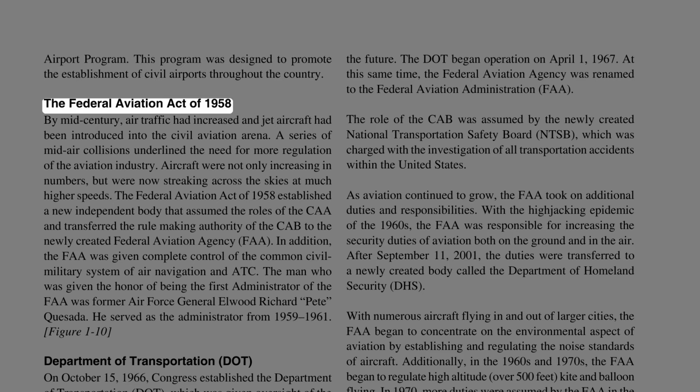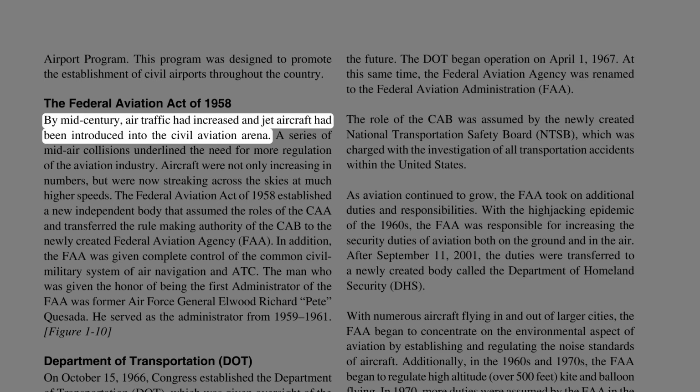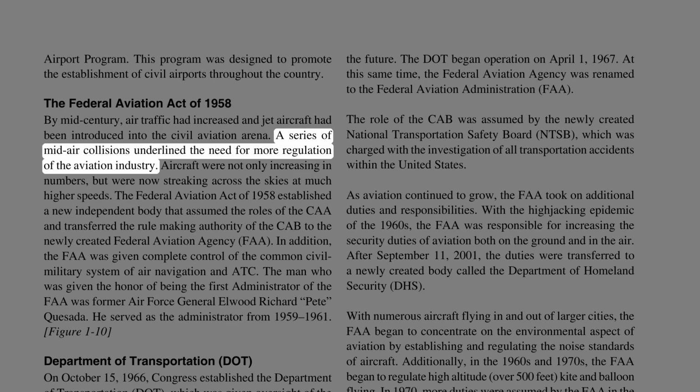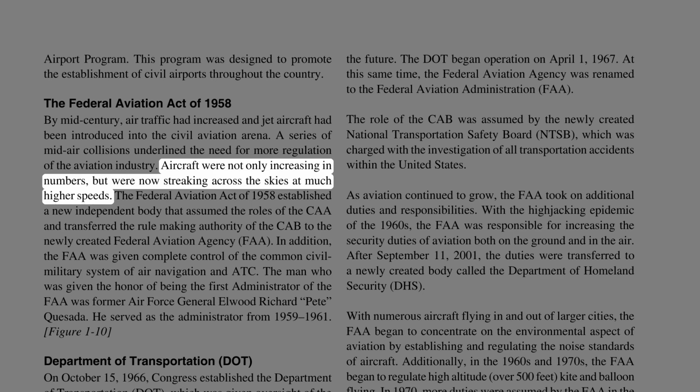The Federal Aviation Act of 1958. By mid-century, air traffic had increased and jet aircraft had been introduced into the civil aviation arena. A series of mid-air collisions underlined the need for more regulation of the aviation industry. Aircraft were not only increasing in numbers, but were now streaking across the skies at much higher speeds.